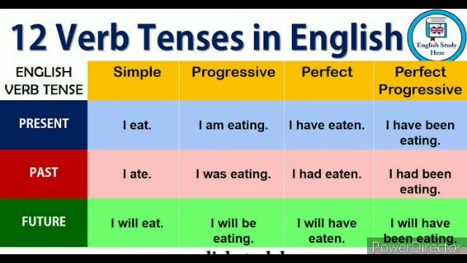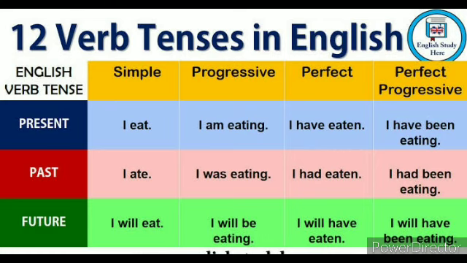If you look at progressive or continuous, I eat becomes I'm eating. So what is happening right now? Something is in progress. In past continuous, someone was eating. I was eating. And in future, I will be eating. So this is comparative study, and it becomes easier for us to understand tenses.